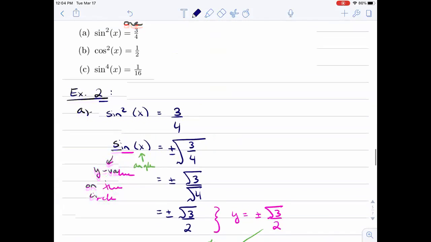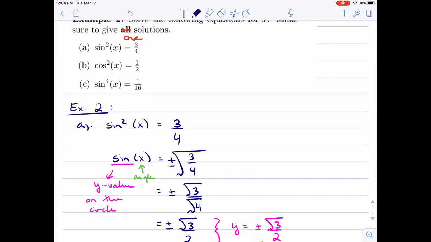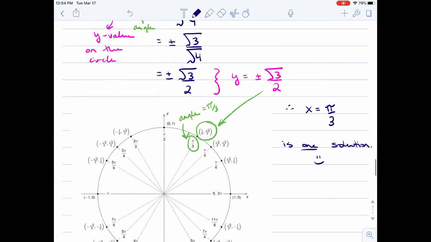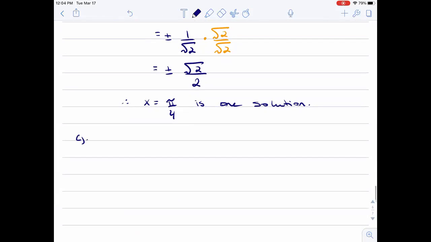How about that last one? I'll give you guys a little bit of time to do sine to the power of 4 x equals 1 over 16. Just remember that sine to the power of 4 is the same as sine squared squared, right? So you can just do it twice. Or just do the fourth root if you want, but I find that's trickier. Maybe it is easier to do the fourth root, as long as you remember to do the fourth root on your calculator, right? You do to the power of 1 over 4. I think that's probably quicker. And we'll see what you do.